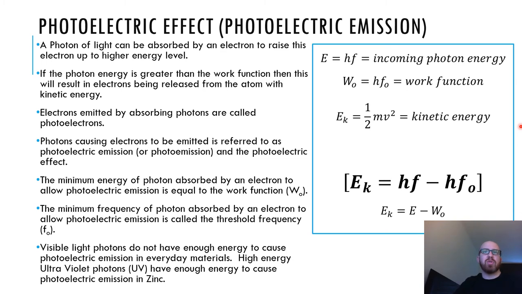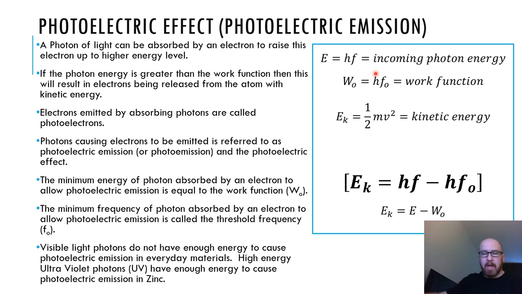Visible light photons do not have enough energy to cause photoelectric emission in everyday materials. Hence, we don't have these electrons flying around all the time just because of visible light. But high energy UV ultraviolet photons have enough energy to cause photoelectric emission in zinc. Now, UV doesn't cause photoelectric emission in every metal. Zinc has a low enough work function, and UV has a high enough energy to cause photoelectric emission. So, just some of the formulas and the terms here.